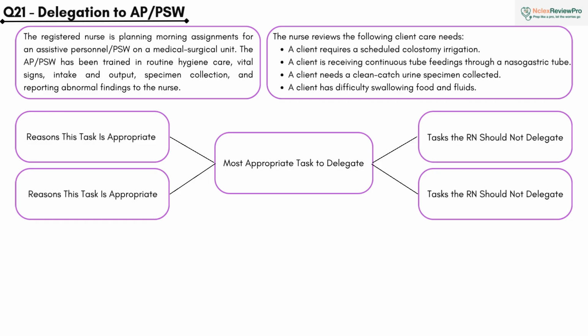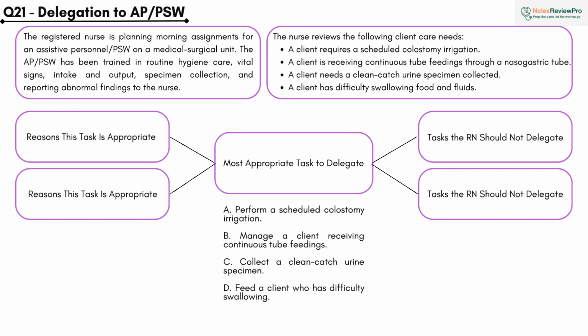For the most appropriate task to delegate, the options are: Option A, perform a scheduled colostomy irrigation. Option B, manage a client receiving continuous tube feedings. Option C, collect a clean catch urine specimen. Option D, feed a client who has difficulty swallowing.